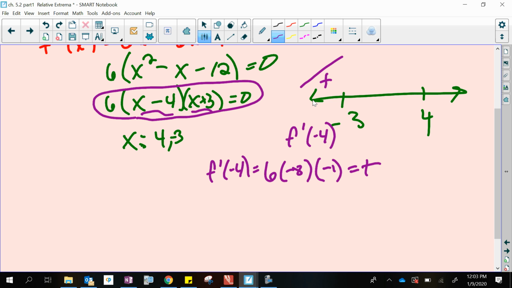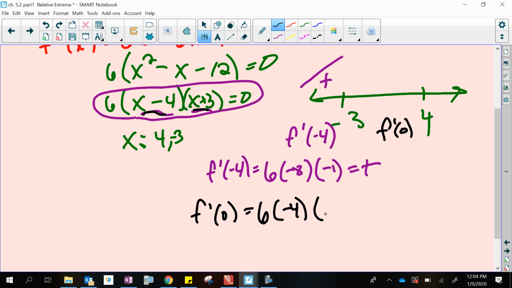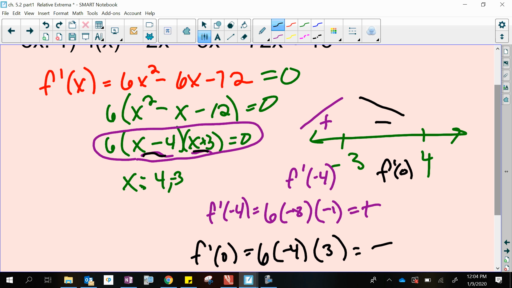What can we choose between -3 and 4? 0. So we find the derivative at 0, and we keep our 6. 0 minus 4 is -4. 0 plus 3 is +3. So it's negative. So it's decreasing. So what's happening at -3? What do we know about -3 already? The max, right?